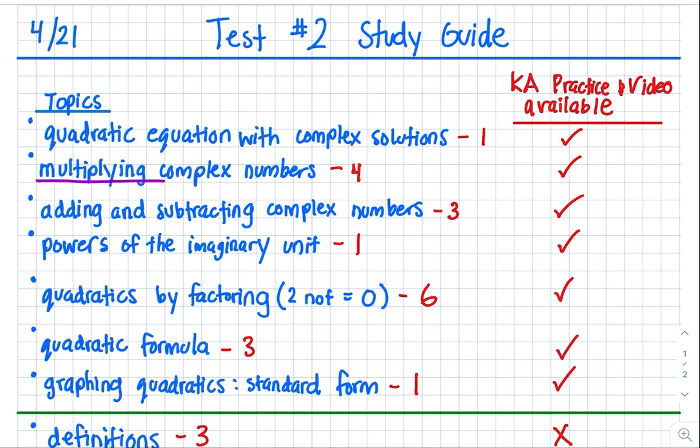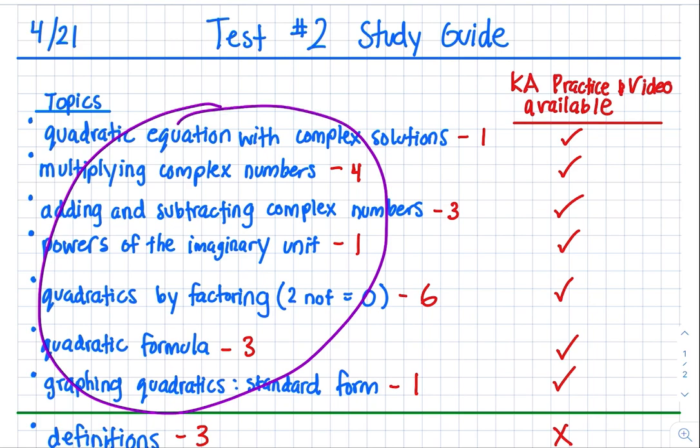You are going to have multiplying complex numbers; 4 of them are going to be on your test. You're going to be adding and subtracting complex numbers; there's going to be 3 of them. And there's going to be one problem on powers of imaginary unit. All of these topics right here are the exact same titles that are in your Khan Academy, so if you want practice, those are the ones you should be practicing so that you will be ready.